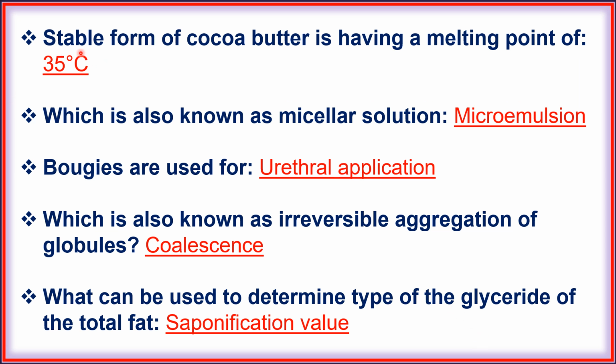Next, the stable form of cocoa butter has a melting point of 35 degrees centigrade. Next, which is also known as micellar solution? That is microemulsion. Next, bougies are used for urethral application. Next, which is also known as irreversible aggregation of globules? That is coalescence. Next, what can be used to determine the type of glycerides of the total fat? That is saponification value.